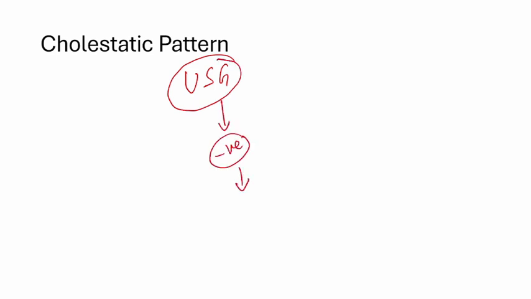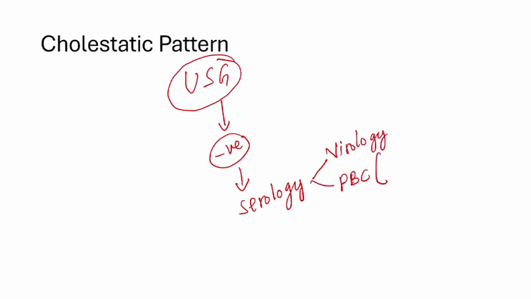right? In cholestatic pattern, the first investigation that you will do is ultrasound, right? If it is negative, you will go for serology. In serology, you will do virology, and for primary biliary cholangitis we will do anti-mitochondrial antibody. If it is negative, we go for biopsy, right? This is the basic approach of cholestatic and hepatocellular pattern. And remember, these two patterns are seen when bilirubin and other enzymes of the liver are also elevated, right?